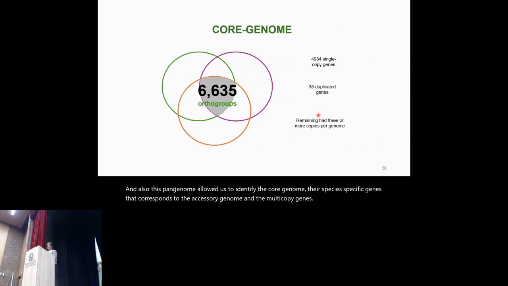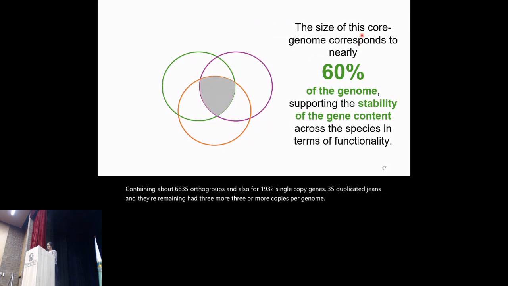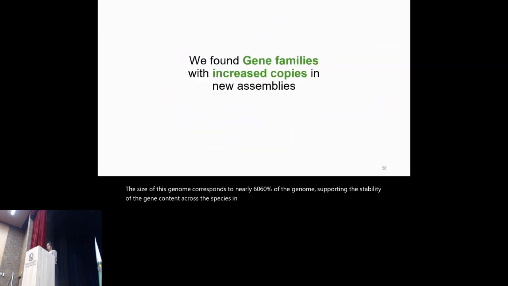The core genome contains about 6,635 orthogroups, and also 4,932 single copy genes, 35 duplicated genes, and the remaining had 3 or more copies per genome. The size of this genome corresponds to nearly 60% of the genome, supporting the stability of the gene content across the species in terms of functionality.